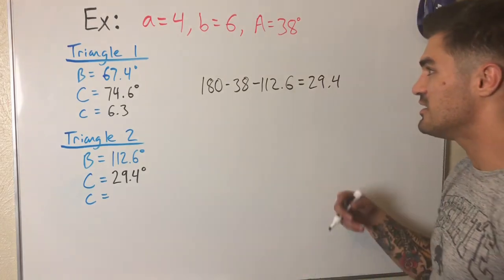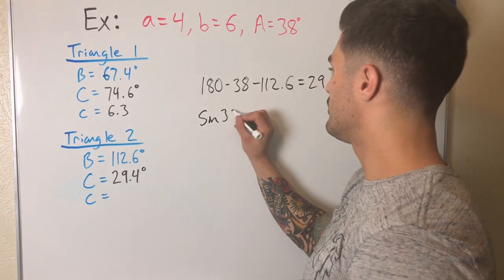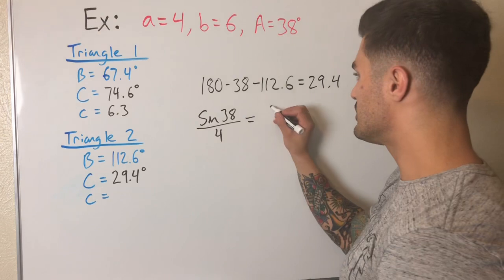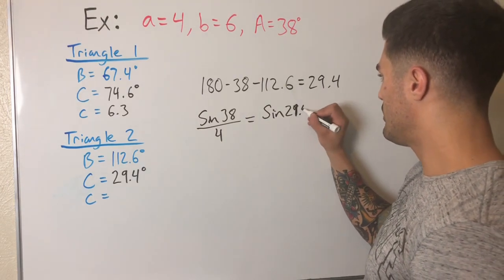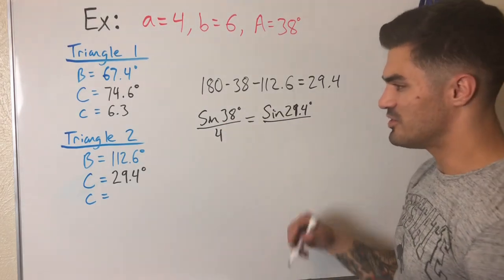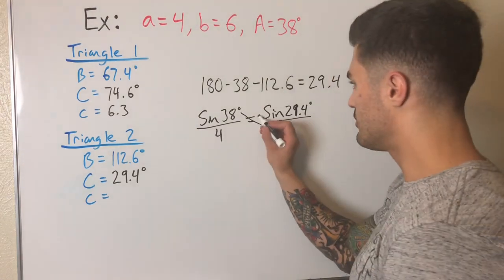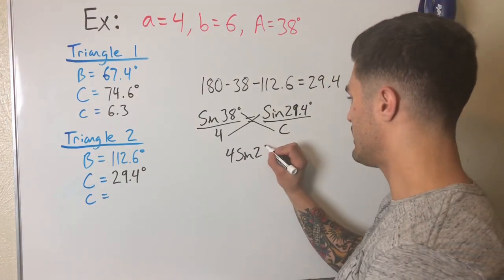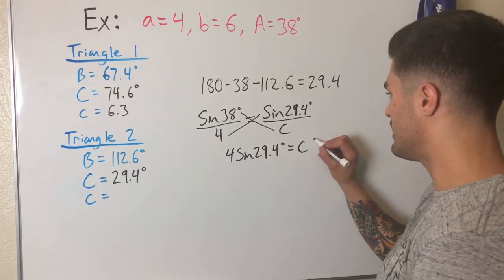Now I can find my side C using, again, law of sines. So I'm going to use that sine 38 over 4. That's sine A over A equals, now I'm going to use this angle C, sine 29.4 degrees over, I technically should keep the degrees, over C. So again, when I cross multiply, bam, bam, I get 4 times sine of 29.4 degrees equals C times sine 38.